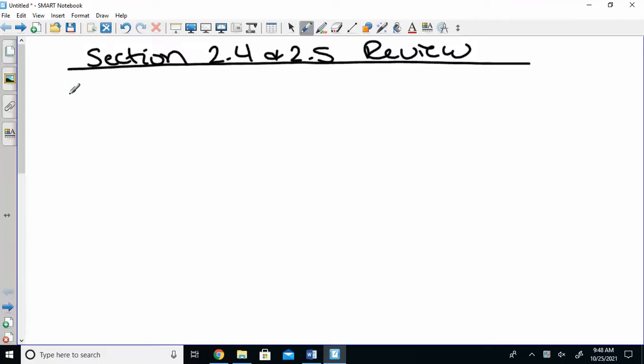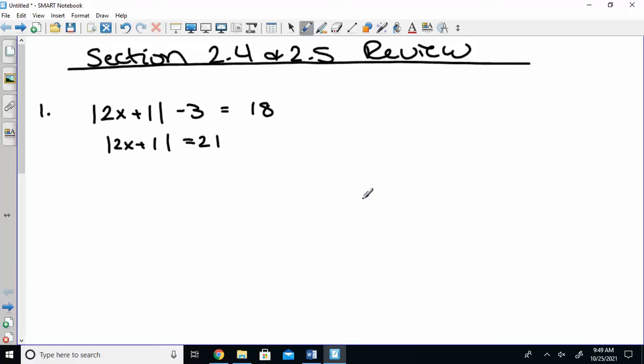So if I gave you an equation, first thing we did in section 2.4 was the absolute values. So if I said something like the absolute value of 2x plus 1 minus 3 equals 18. How would you solve this? Add your 3. First, no matter what, if it has an absolute value, you have to isolate that. And then what do we do?